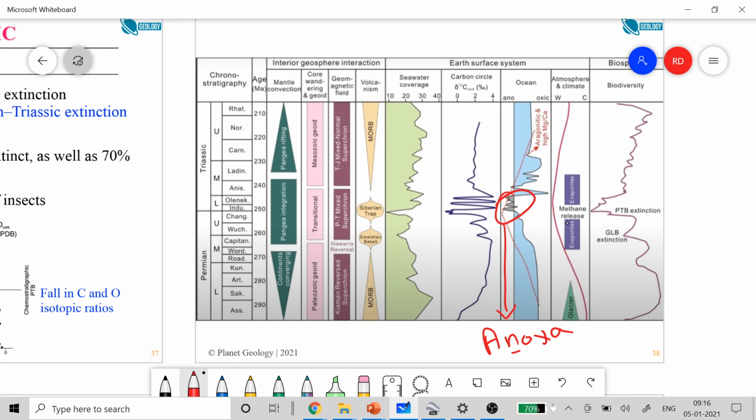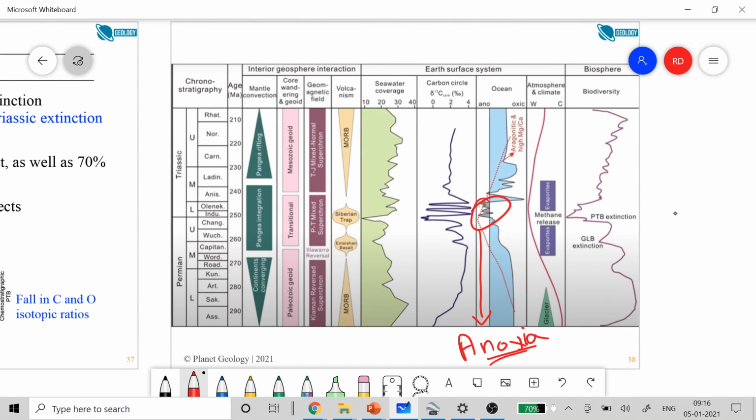What do you mean by anoxia? Anoxia means your oceans become anoxic. So it means there is no oxygen in the oceans. So oceans become oxygenless during this time.